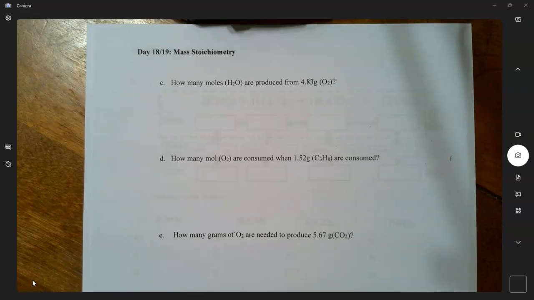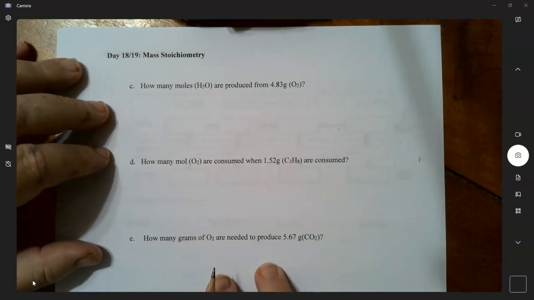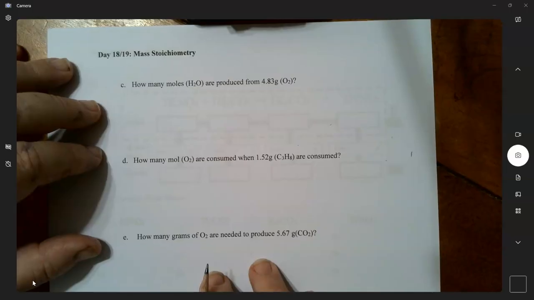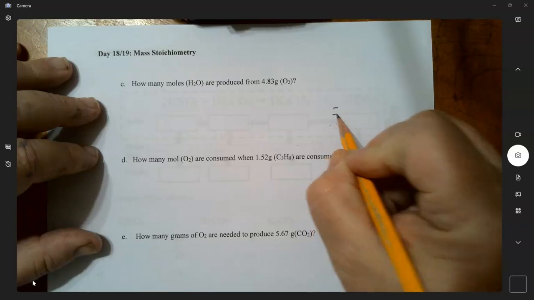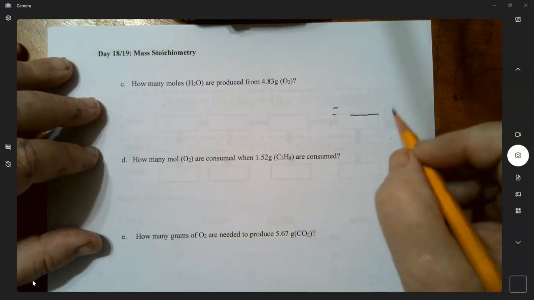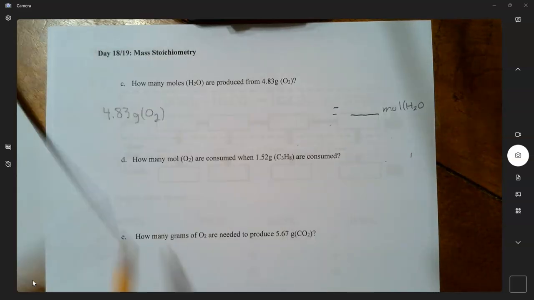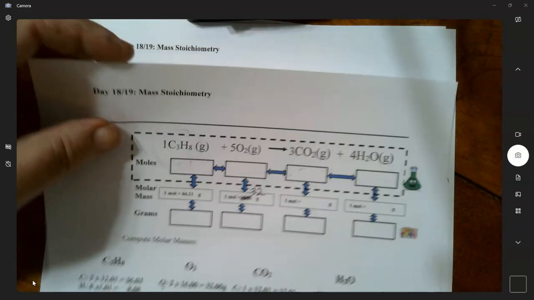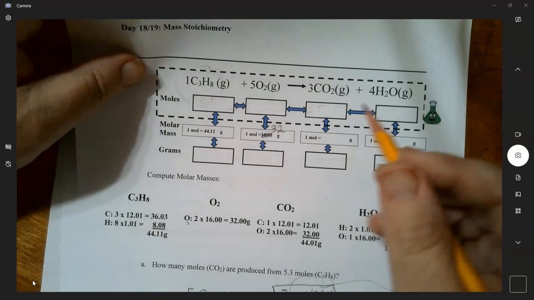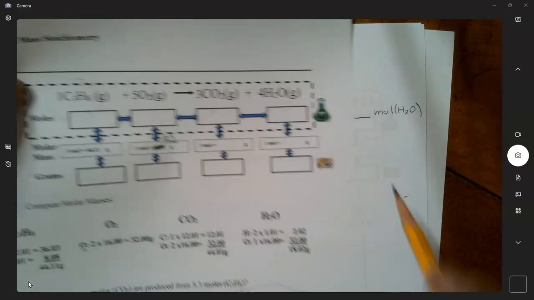Okay, now we're going to move on to letter C, that same problem. And it's how many moles of H2O are produced from 4.83 grams of O2. So let's go ahead and start setting up the equation before we even look at the flow chart. So we're trying to get the number of moles of H2O. Alright, and so we see that we're starting with 4.83. We're going to end up with moles of H2O, 4.83 grams. So we come up here. Alright, and it's moles of H2O. Okay, so we're trying to get the moles of H2O. That's what we're trying to find.